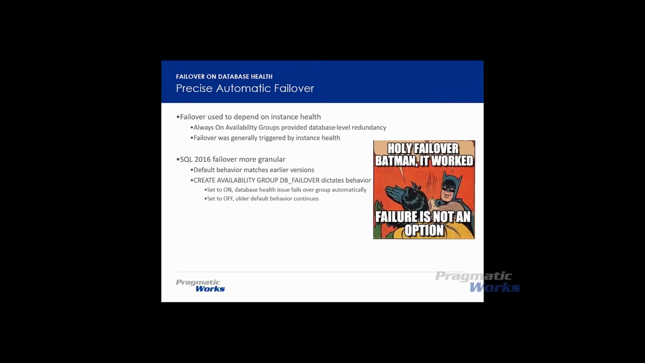But thankfully for those of us who have had a manager breathing down our necks saying, I thought this was configured to automatically fail over, why didn't it? We have the ability to change that now. So when you're creating the availability group, which is a big T-SQL statement that I'm not going to repaste here, there's a DB failover switch now. If you set that to on, if a database within the availability group becomes unhealthy, the automatic failover is triggered.